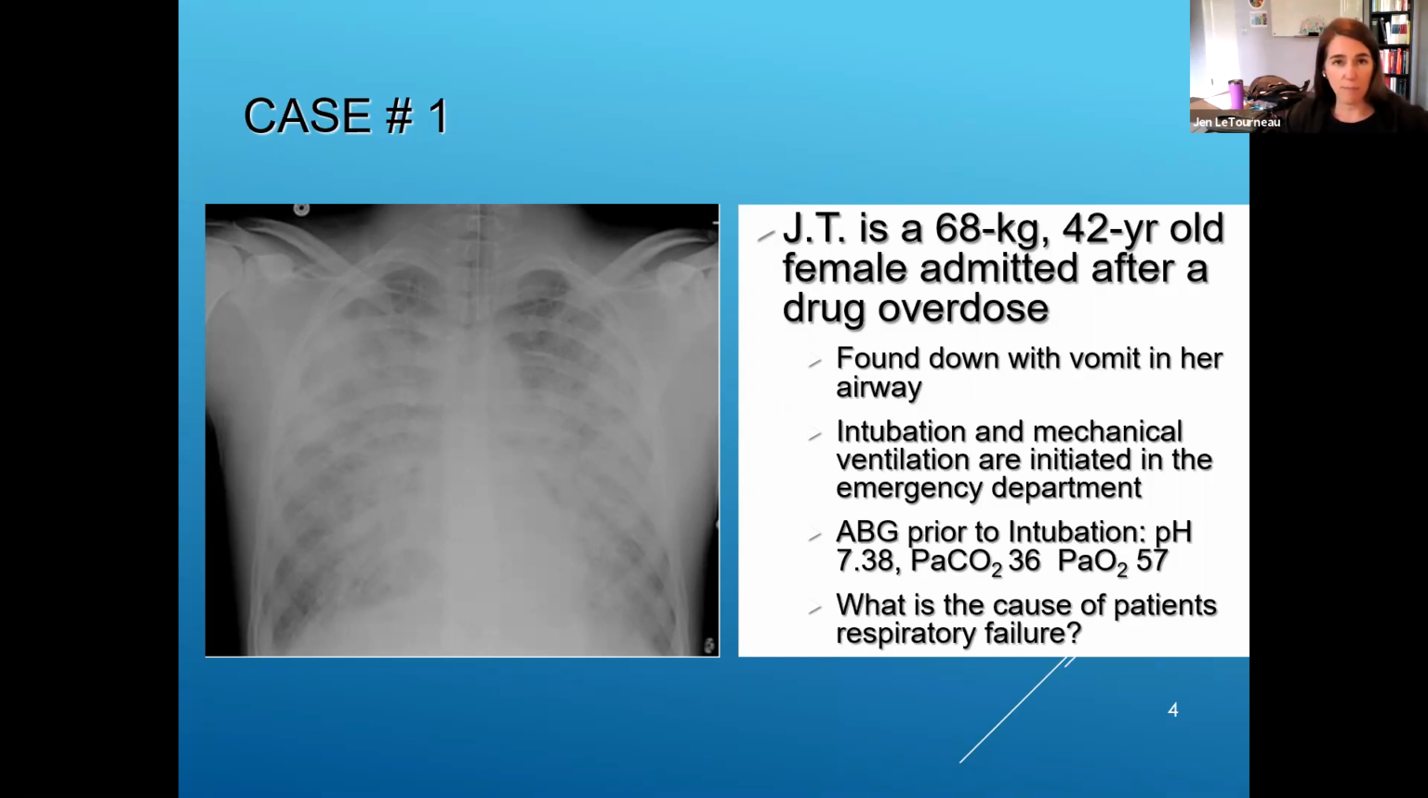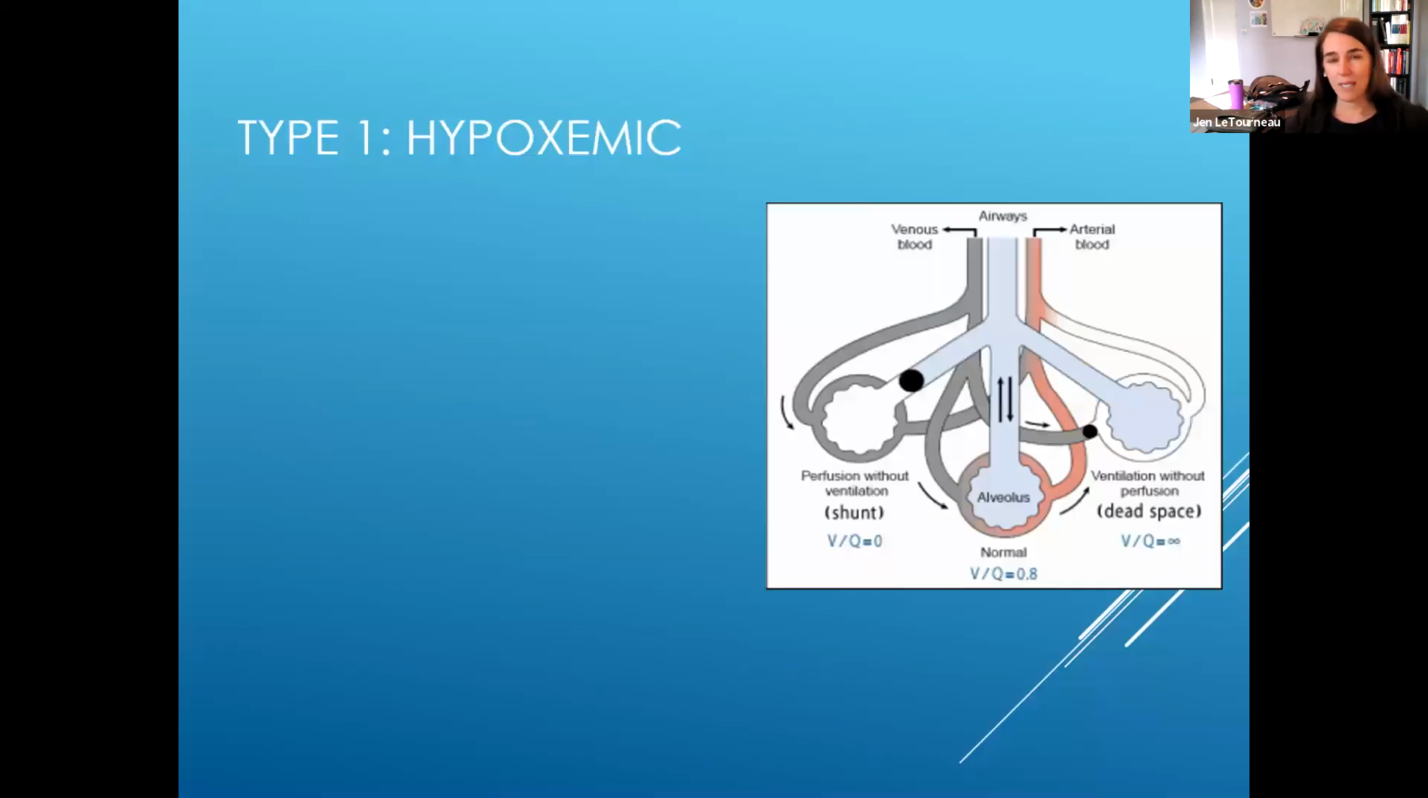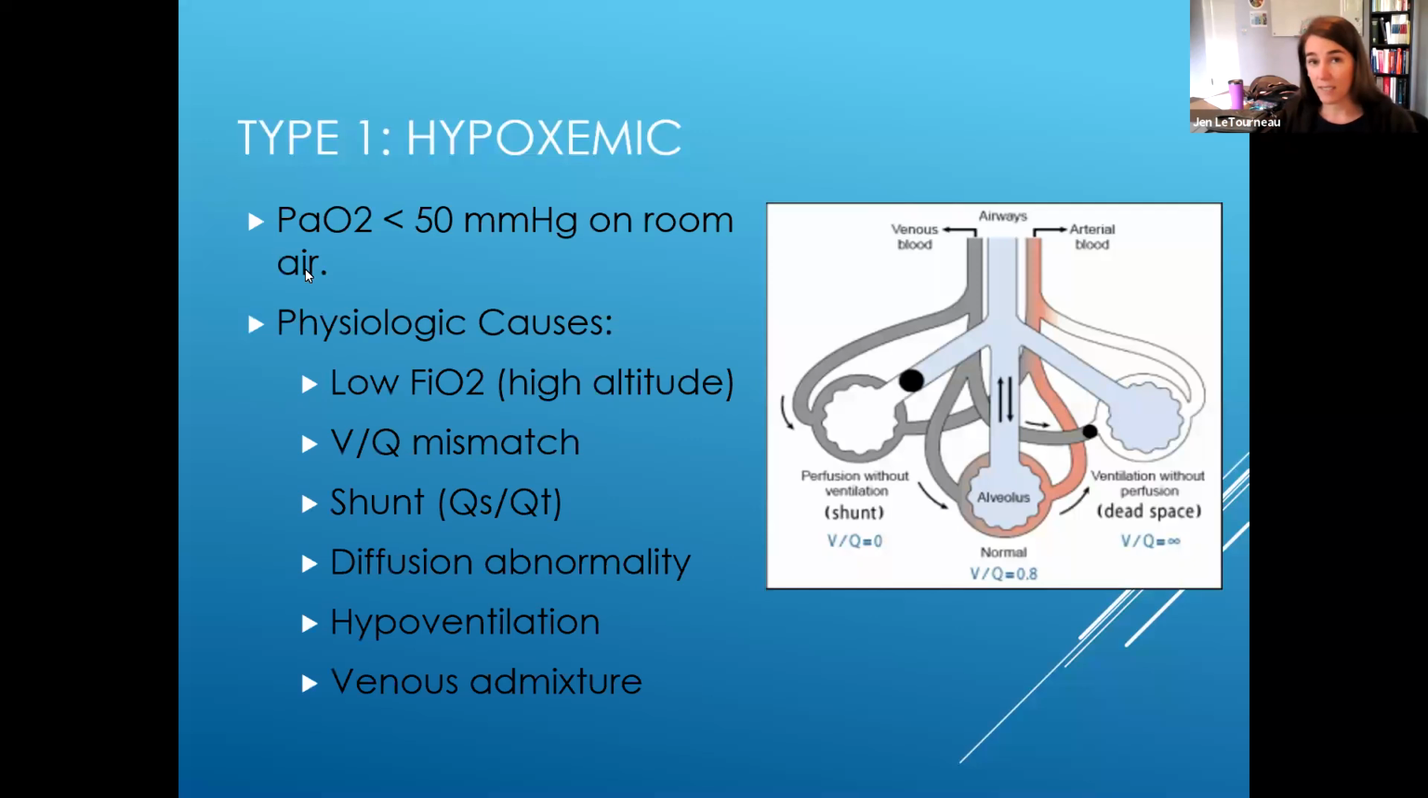And so when that patient comes to you, you have to think about, well, what is the cause of their respiratory failure? So that's when we get to the different types of respiratory failure. And it's been divided into 4 different types, although really you only have to worry about type 1 and type 2. So type 1, hypoxemic, and this is defined as PaO2 less than 50 on room air.